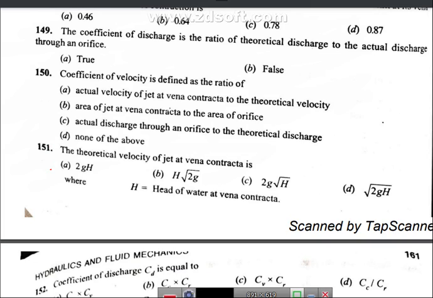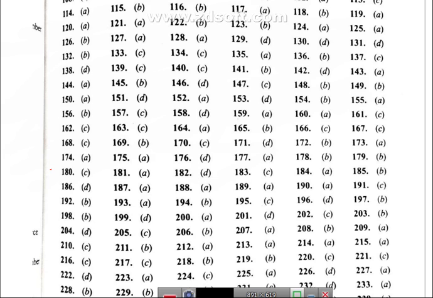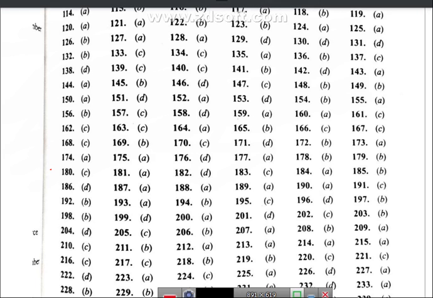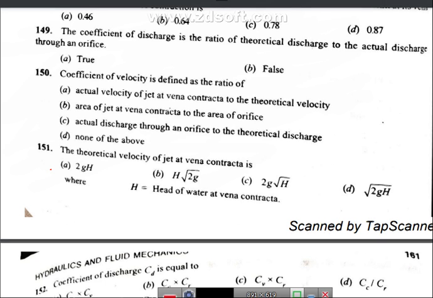Question number 149 कह रहा है the coefficient of discharge is the ratio of theoretical discharge to the actual discharge through an orifice. True या false? 149 का B, that is false.